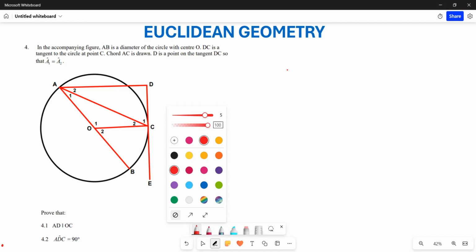What I want us to look at today, we are still looking at our Euclidean geometry, and we are going to be attempting our exam type of questions, right? Now, let's look at this.